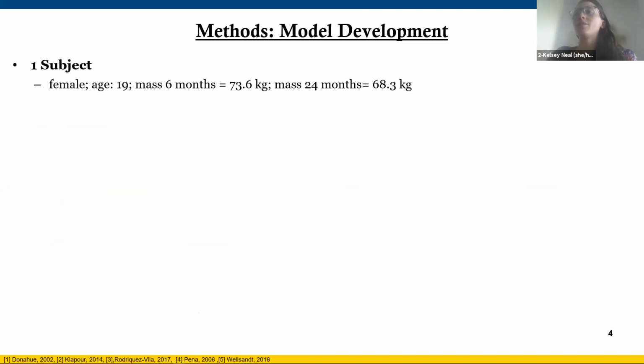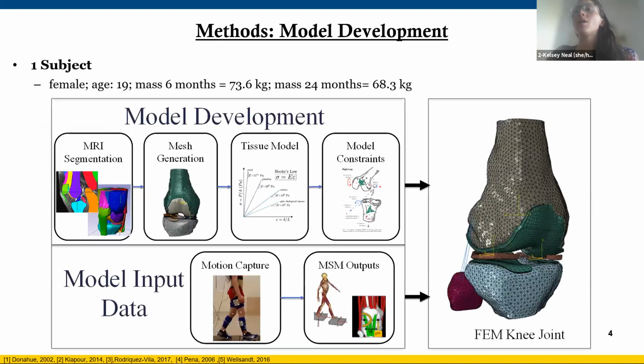The model developed for this study is based off of a single female subject with a unilateral ACLR. Model development consisted of segmenting proton density MR images to gain subject-specific geometries. Meshes were generated using HyperMesh and an open source software developed by Rodriguez Villa et al. Tissue models were chosen based off of existing literature values, and model constraints were implemented to minimize the geometry needed to help stabilize the model.